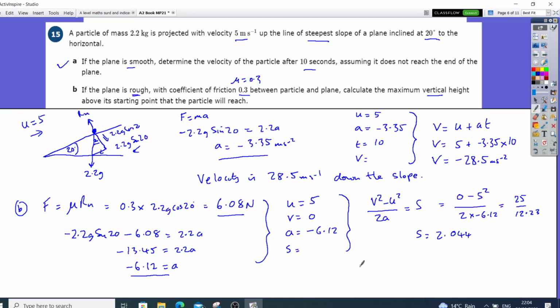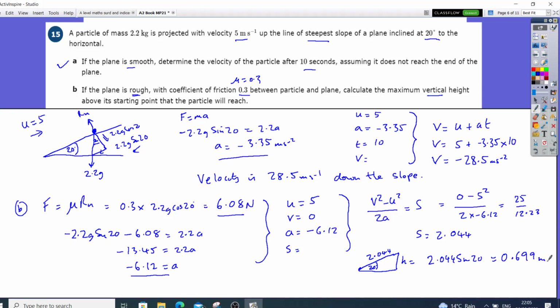If I draw a triangle, that's going to be its displacement, 2.044, with the incline of 20 degrees. It wants to know the maximum vertical height, so that will be the hypotenuse 2.044, times sine 20, because the height is opposite the 20 degrees. You'll get 0.699.